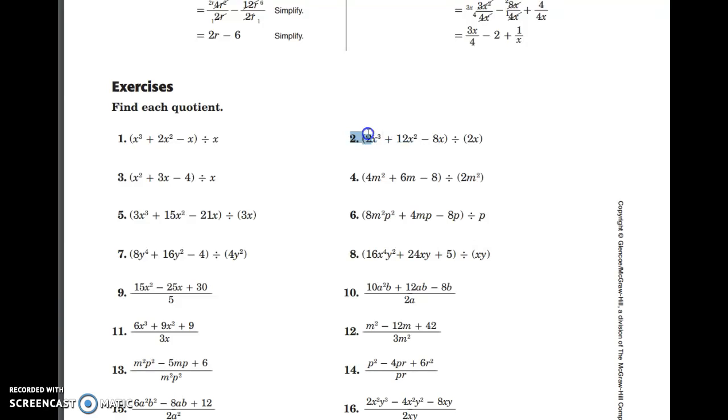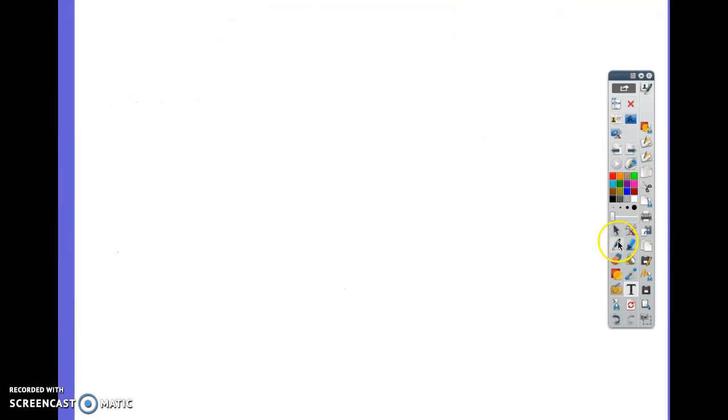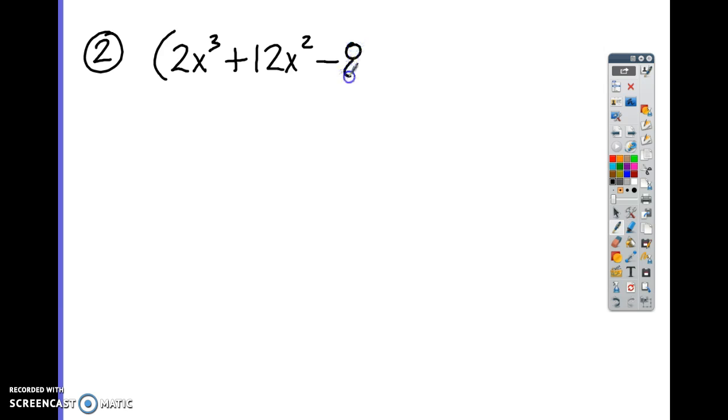And we're going to divide it by 2x. So problem number 2 says that you are dividing 2x to the 3rd power plus 12x squared minus 8x by 2x. So we can easily do this problem by drawing a box.